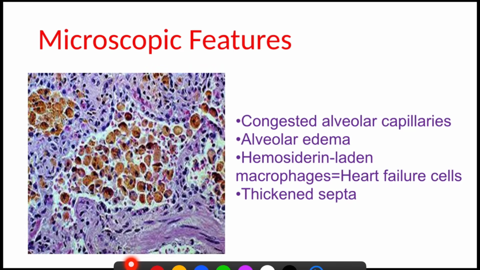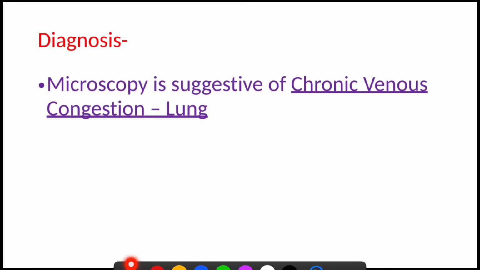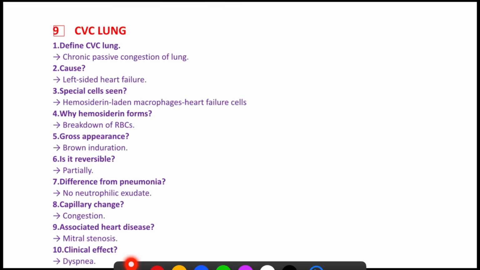So here in 40x view you can identify this is alveolar septa, and sometimes fibrosis, hemosiderin laden brown macrophages, also called heart failure cells. And you can also find alveolar edema and congested alveolar capillaries. So these are the features suggestive of chronic venous congestion of lung.